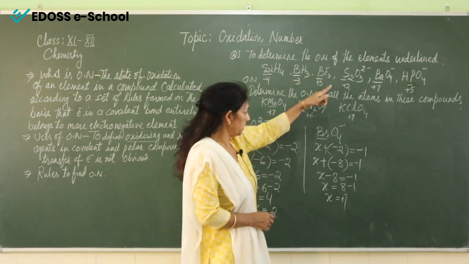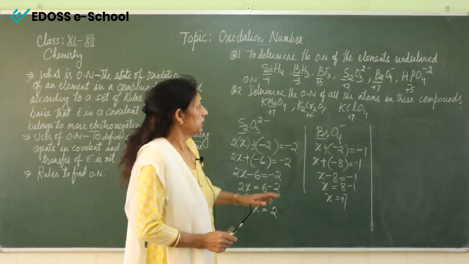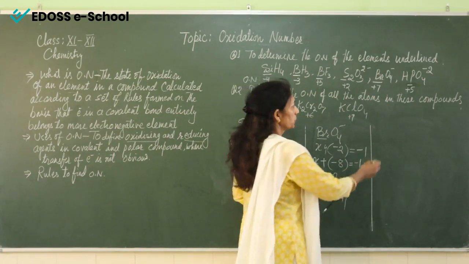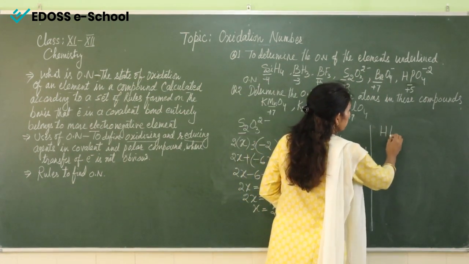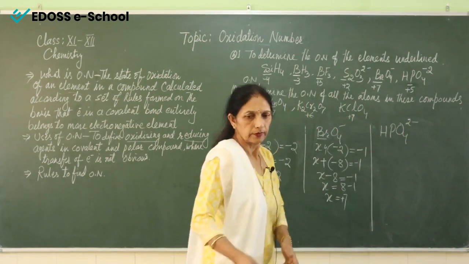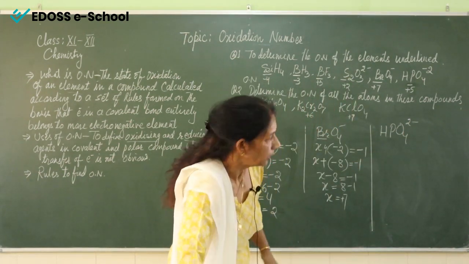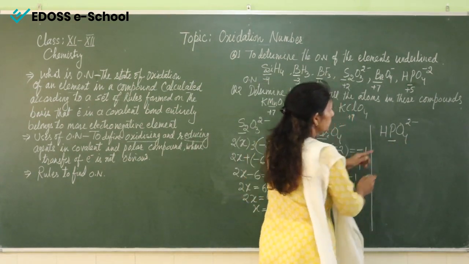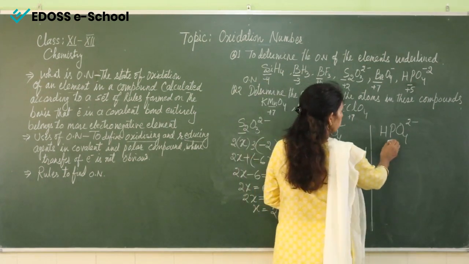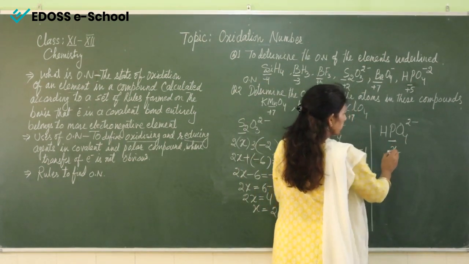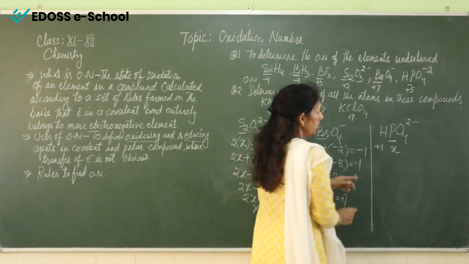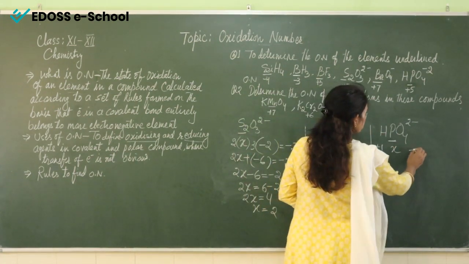Sulfur is coming +2, this is +2. Okay, now up to here we have done. Now we are coming to HPO4. So this is HPO4, 2 negative ion. Now we have to find the oxidation number of phosphorus. So again in the same way we have to find this one. So this will be taken as X. Hydrogen we know is +1 and oxygen we know is -2.